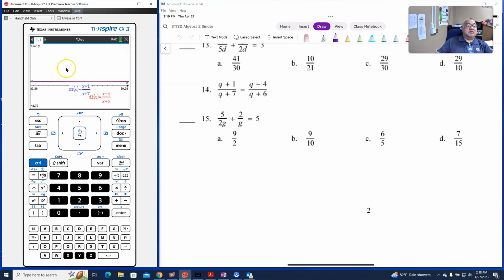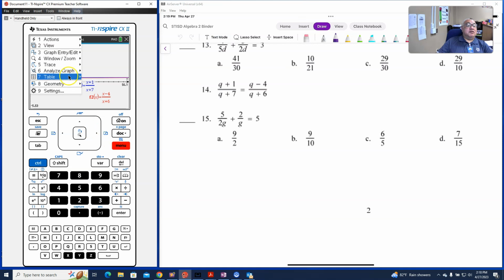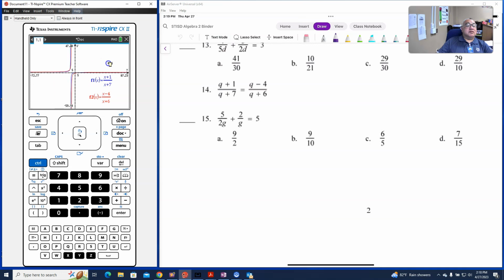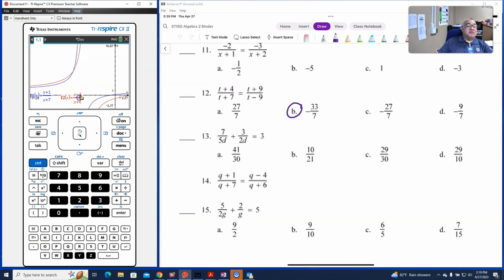Okay, and then you try and find the intersection. So you go to menu, window, zoom out, and you want to find where the intersection is. I had to pause the video because I think I graphed it incorrectly, but now I got the intersection right here. So go to menu, analyze graph, intersection. So the intersection is negative 8.5. So for this answer, Q is equal to negative 8.5.